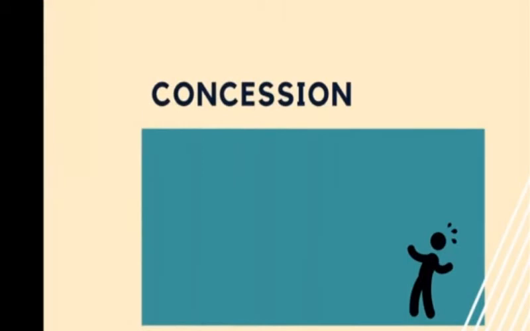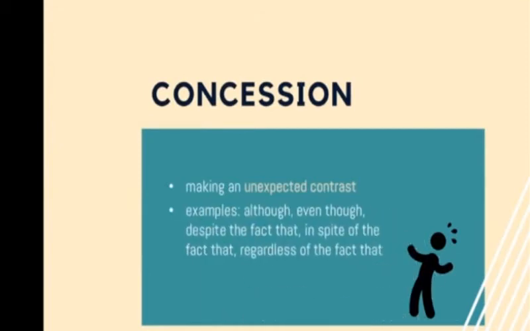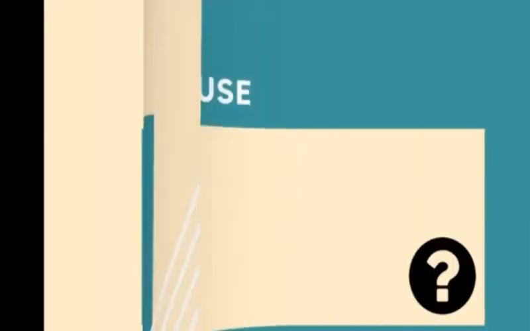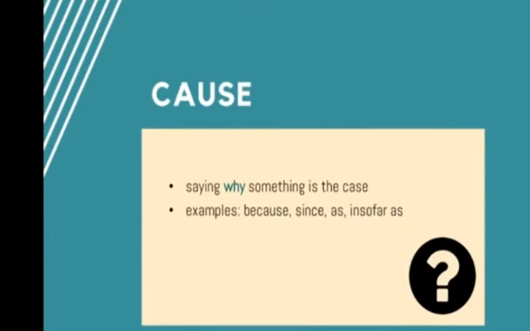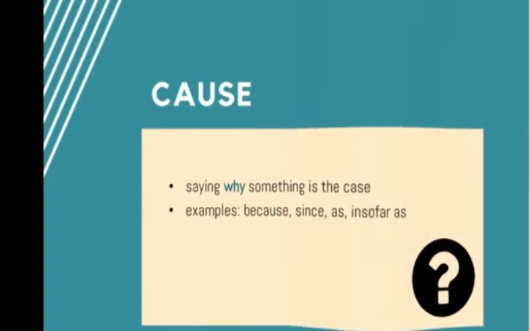Concession. The role of discourse markers under this category is to make an unexpected contrast. Examples of discourse markers under this category are although, even though, despite the fact that, in spite of the fact that, and regardless of the fact that. Cause. Discourse markers under this category are used to say why something is the case. Examples of discourse markers under this category are because, since, as, and so far as.